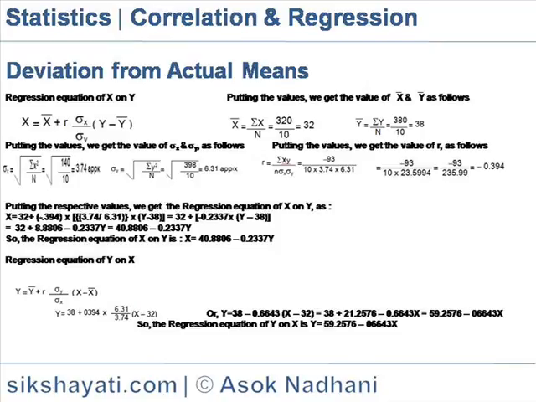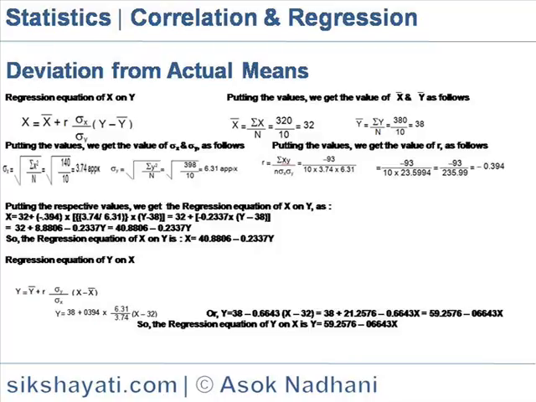Now we compute the regression equation of x on y, that is x is equal to x bar plus r into sigma x by sigma y into (y minus y bar). Putting these values from the table, we get x bar is equal to sigma x by n is equal to 320 divided by 10 is equal to 32, and y bar is equal to sigma y by n is 380 divided by 10 is equal to 38.